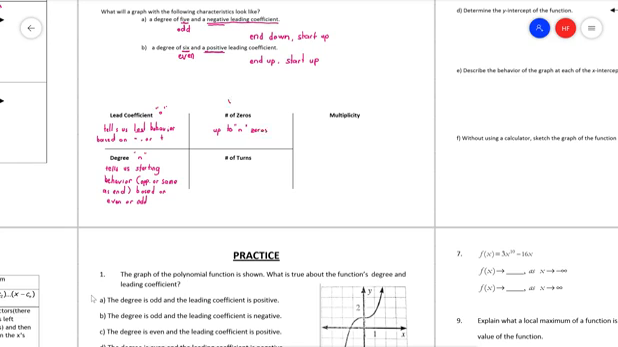So for example, if we had x to the 5th power, we could have as many zeros as 5, but we can't have 6. And then the number of turns is how many times it goes from increasing to decreasing, like that. So we can have up to n minus 1 turns. So again, with that example of x to the fifth, our graph could only have up to 4 turns.